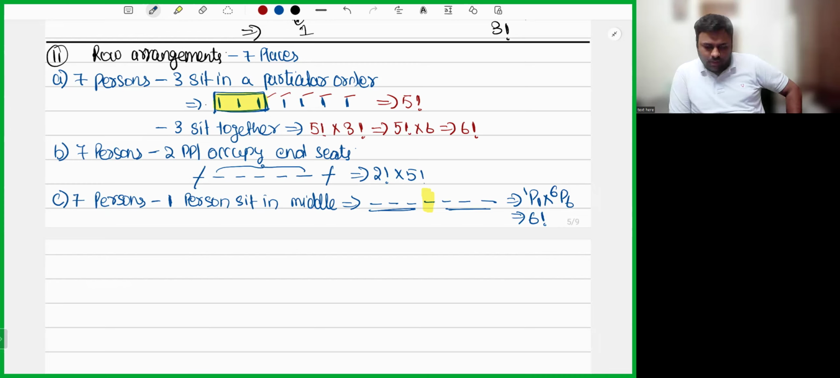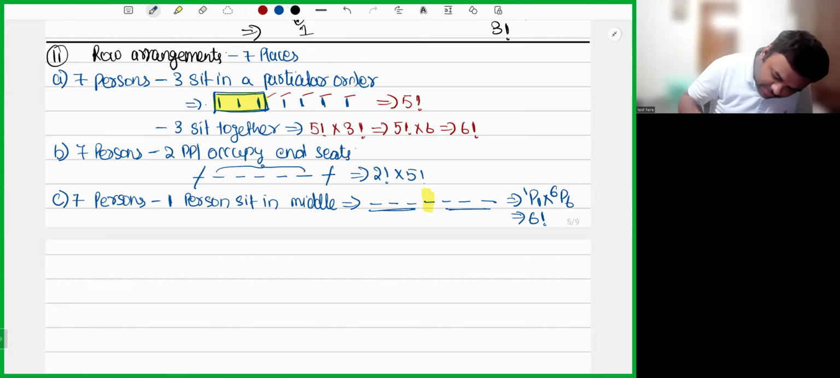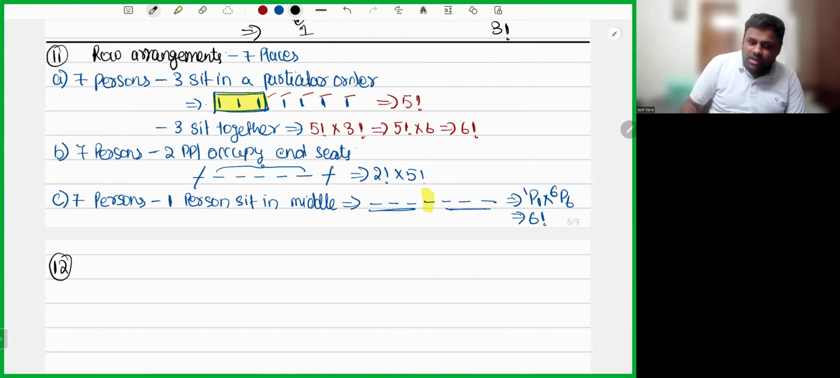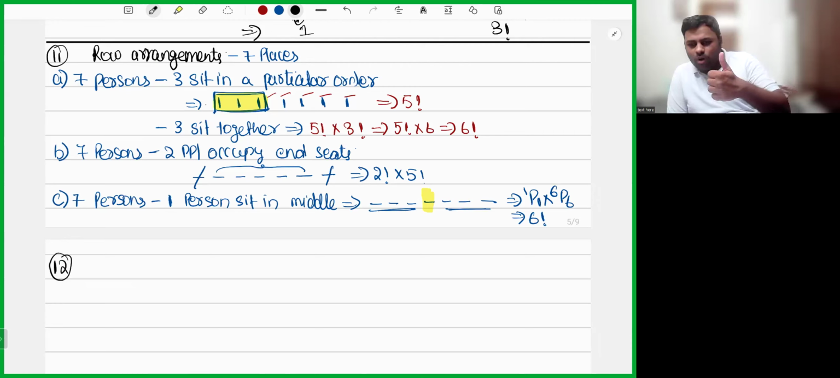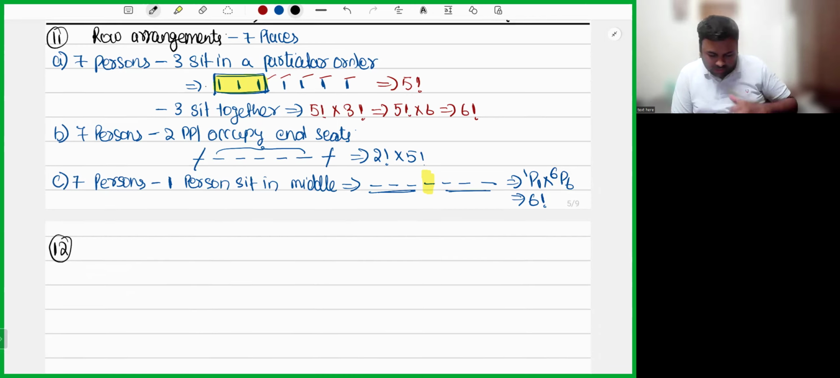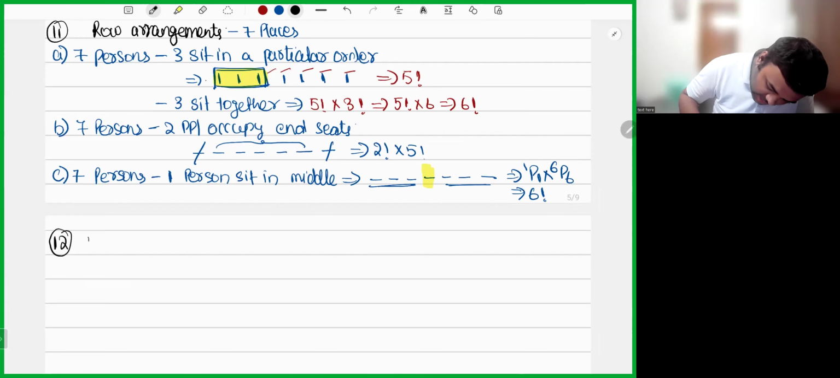Yes, sir. Perfect. Next. Example number 12. Now, my dear friends, till now what arrangements we have seen are row arrangements. We have seen row arrangements with repetition and row arrangements without repetitions. Now what we'll focus on is circular arrangements.